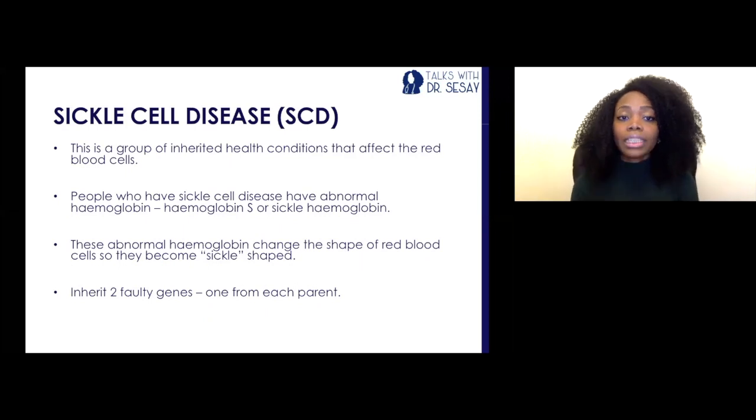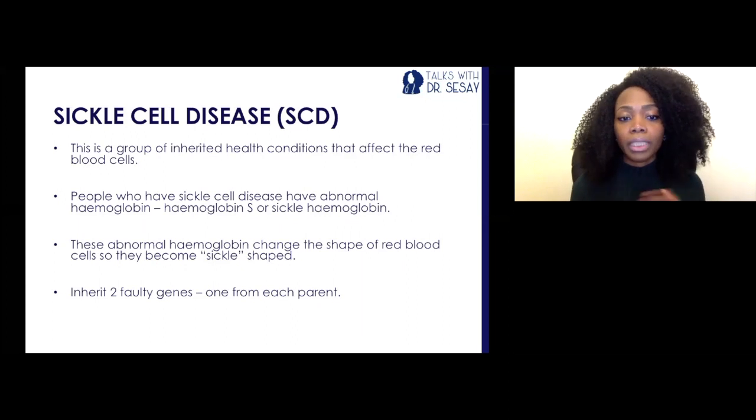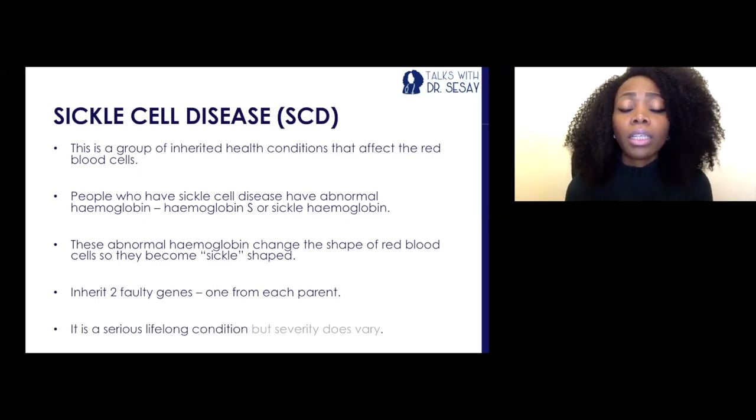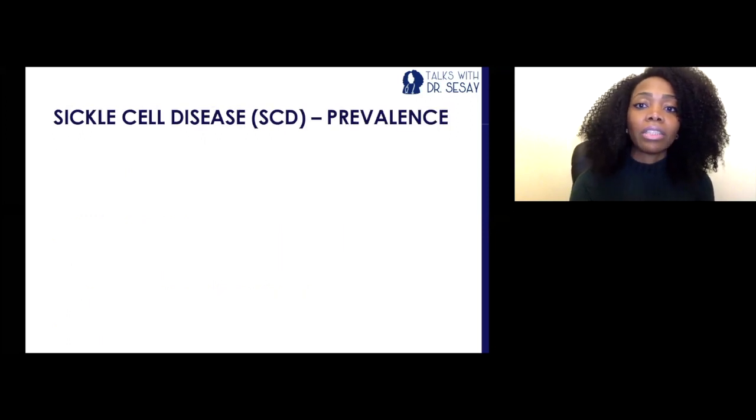Now, to get sickle cell disease, you inherit two faulty genes, one from each parent. All right. So you always have two sets of genes, and you always inherit one gene from one parent and the other gene from the other parent. Sickle cell disease is a serious lifelong condition, but the severity does vary depending on the individual. So some people have a very mild form and they're okay. Others have the full-blown form, which can really be debilitating and change their life.